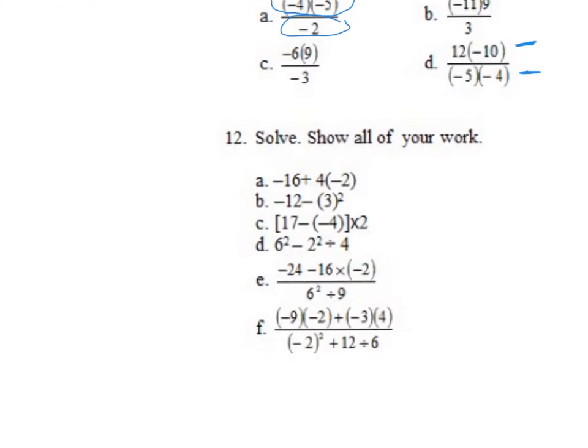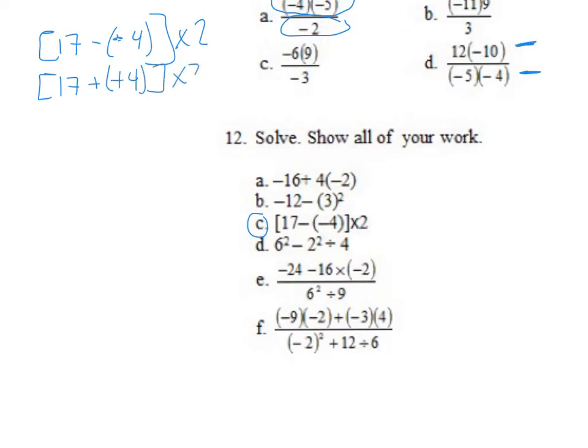And number 12 looks pretty complicated, so let's pick a couple. Let's do C. So again, square brackets, you're going to go 17 subtract -4, square brackets, times 2. I must do brackets first, so let's do that. 17 subtract -4. I rewrite that as an addition statement. So I change my subtraction to an addition, and I change the sign of the second number. The signs are the same.